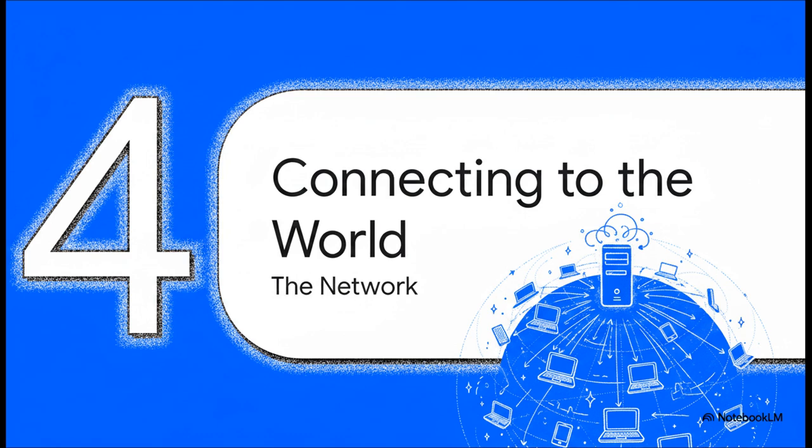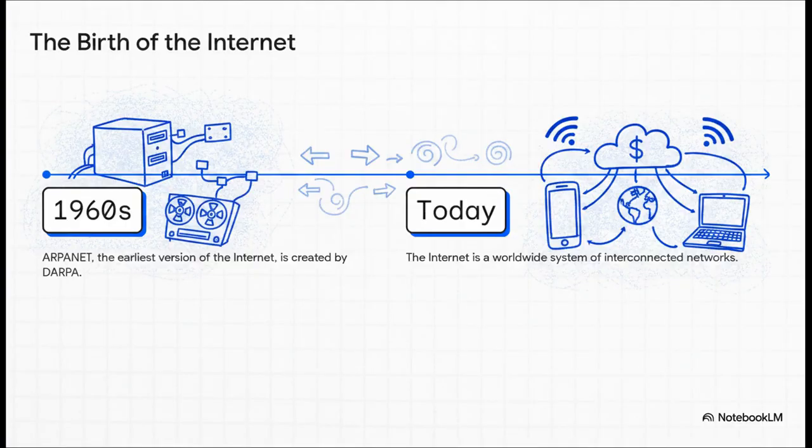All right, we now have a fully functional computer. Hardware and software are working together beautifully. But the real magic, especially today, happens when we connect that single machine to billions of others. Now, the internet didn't just pop into existence. It actually started back in the 1960s as a US government project called ARPANET. Over the next couple of decades, it started to grow and become commercial, and it eventually turned into the worldwide system that, let's be honest, we can't imagine living without today.